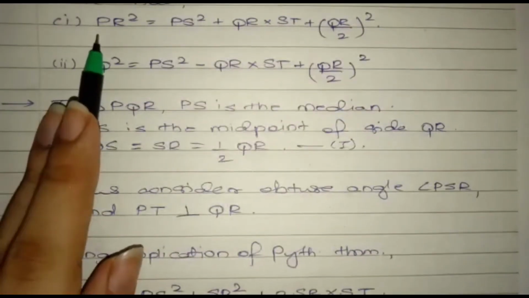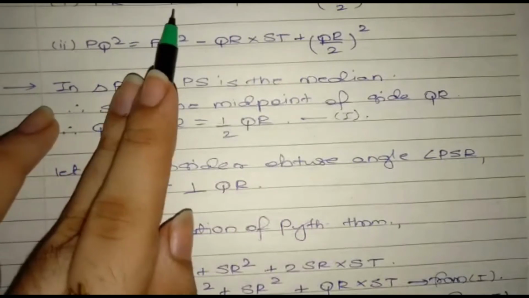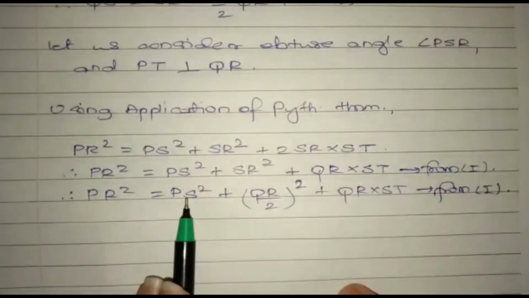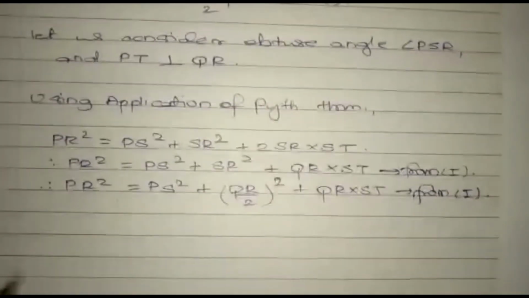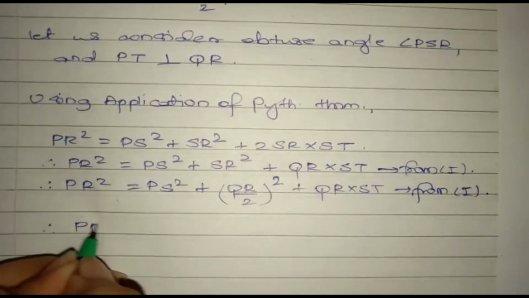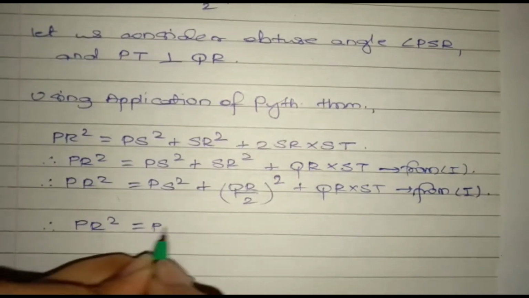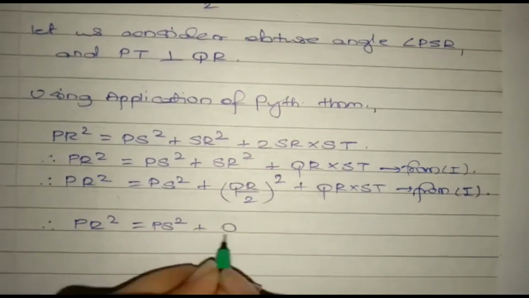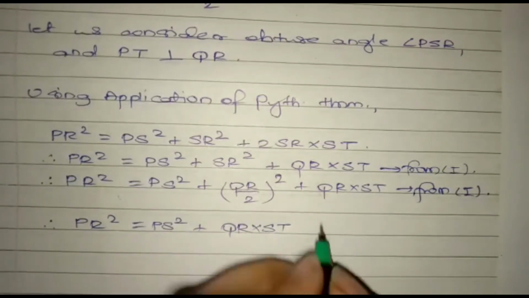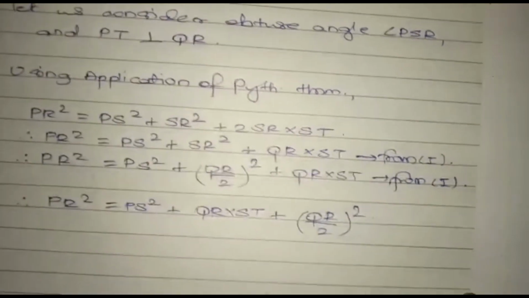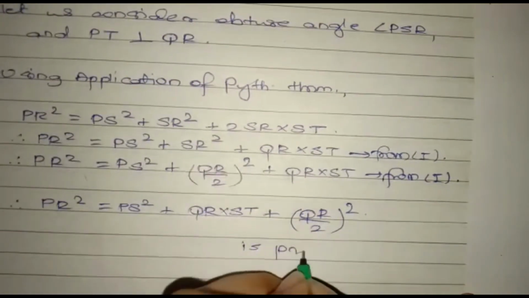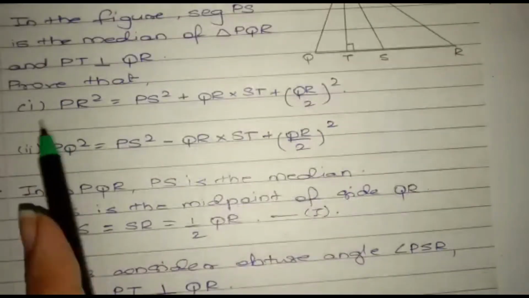PR square is equal to PS square plus QR into ST plus QR by 2 the whole square. Now we will write it in the format in which it is needed. Therefore PR square is equal to PS square plus QR into ST plus QR upon 2 the whole square is proved. Okay, we have proved the first statement.